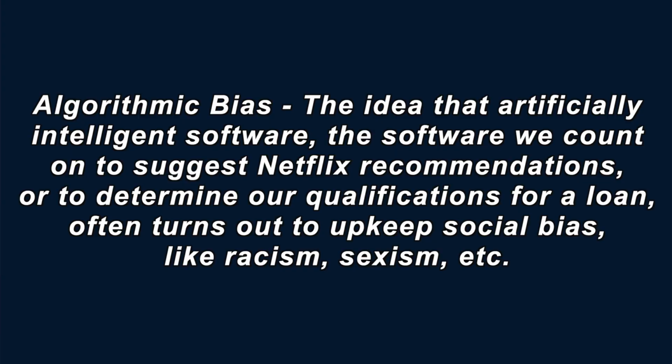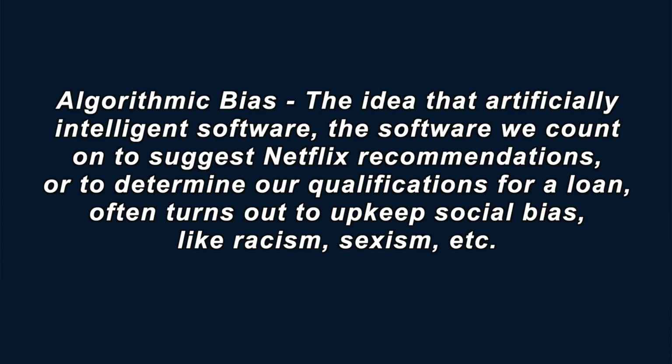Google Translate was told to learn from an existing body of writing. When they're learning from these bodies of writing, they're also learning how men and women are described, and that can make something really biased. So think about that when we're talking about the criminal justice system and the tool is getting all of its data from just the history of the criminal justice system. So this is all called algorithmic bias, the idea that artificially intelligent software, the software that we count on to give us Netflix recommendations or to determine our qualifications for a loan, also turns out to uphold social bias, like racism, sexism, all the isms, all the phobias, all the bigotry.